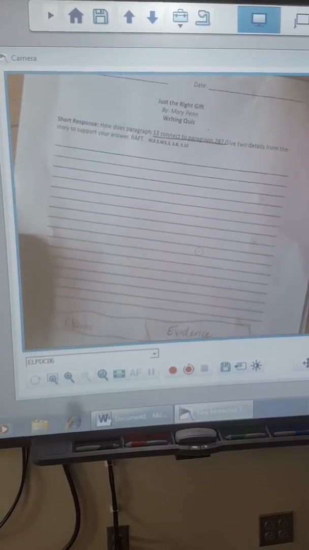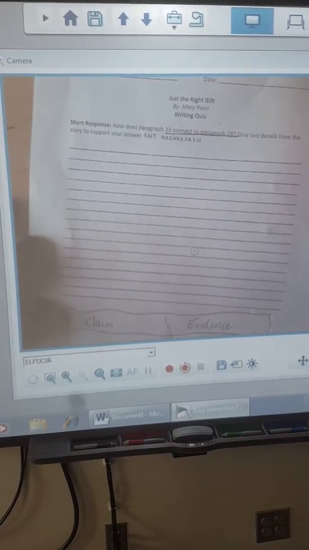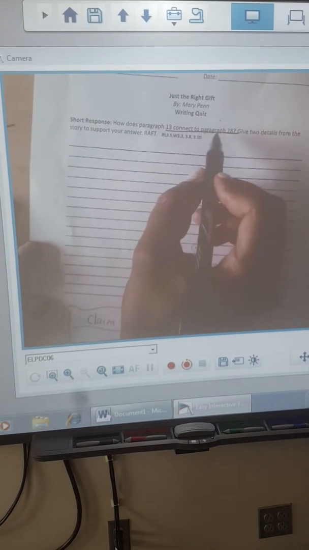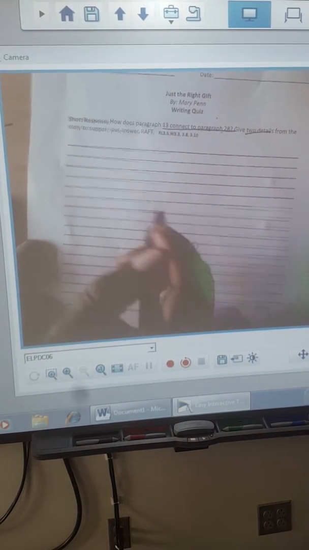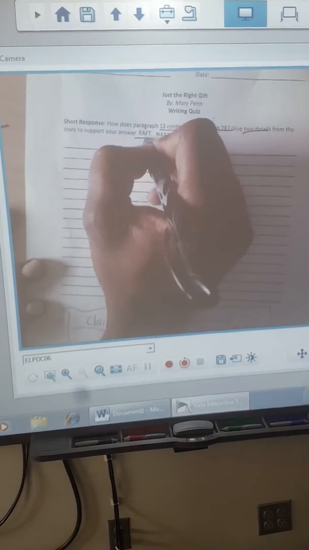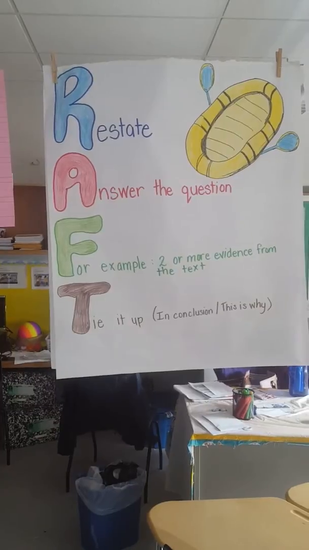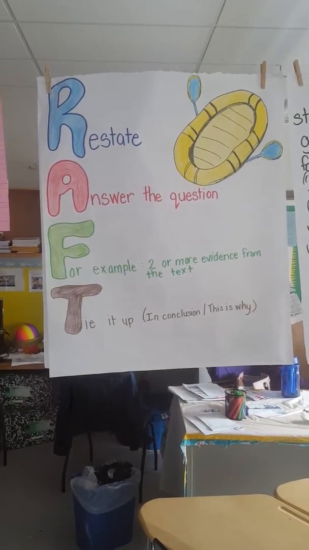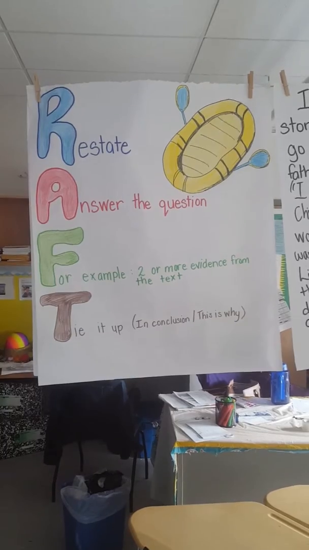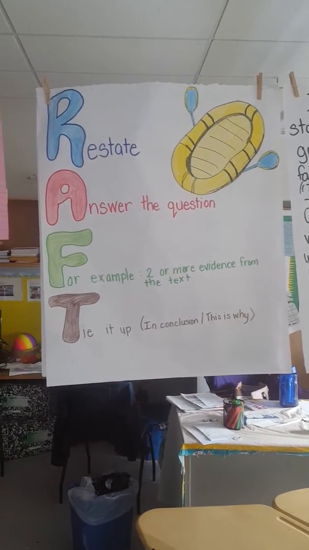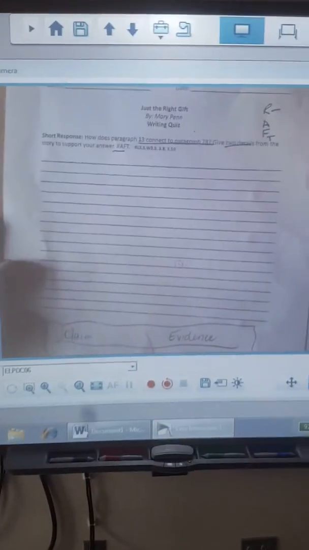So now we're going to skip ahead to R.A.F.T and answering the question. Today's question says, how does paragraph 13 connect to paragraph 28? Give 2 details from the text to support your answer and use R.A.F.T. What does R.A.F.T mean? R means to restate. A means to answer the question. F means for example, and you have to give 2 examples. And T means to tie it all on. So that's R.A.F.T.